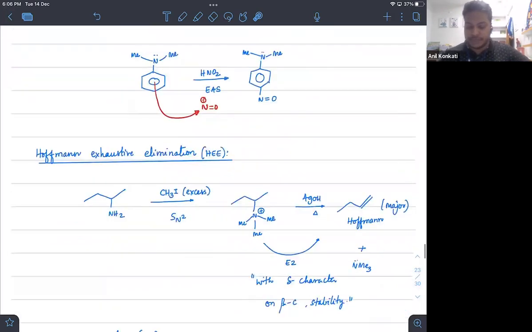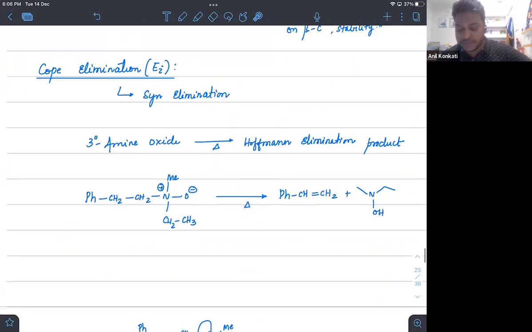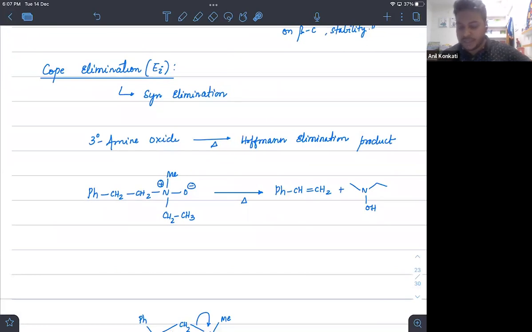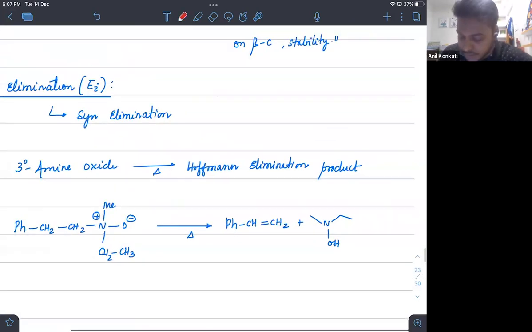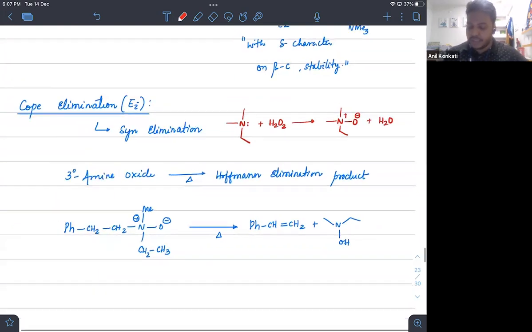Hofmann exhaustive elimination I'm leaving here because you already know that. Now coming to Cope's elimination, just recall when you have tertiary amines. Suppose I have some tertiary amine, nitrogen with, let's say, this kind of amine. A tertiary amine in the presence of peroxide, correct? We have seen it will oxidize this amine to form the amine oxide, N plus O minus, plus H2O. This is how we get it.